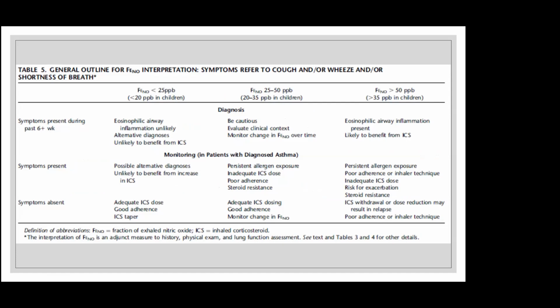And this is just a table summarizing what I just said. It divides the groups based on FeNO less than 25, between 25 and 50, and then greater than 50, and how this can be used specifically for aiding in the diagnosis and for monitoring in patients who already have a diagnosis of asthma.